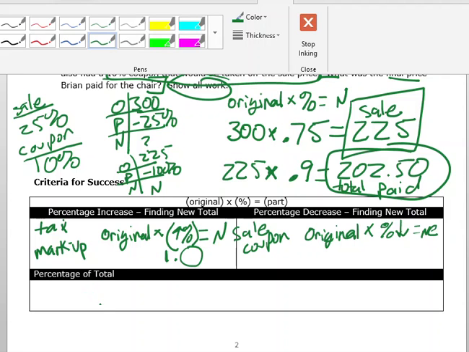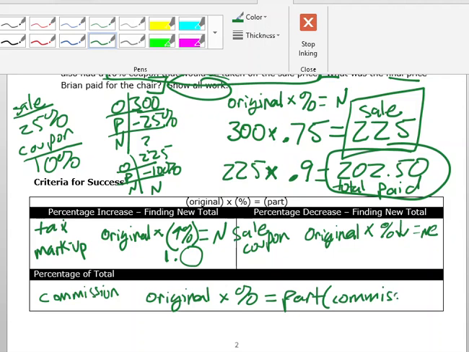And then the percent of total is commission, right? When I need to find commission, normally I'm doing the original times the percent is equal to the part or the commission. All right, take 30 seconds, make sure you have this on your paper.